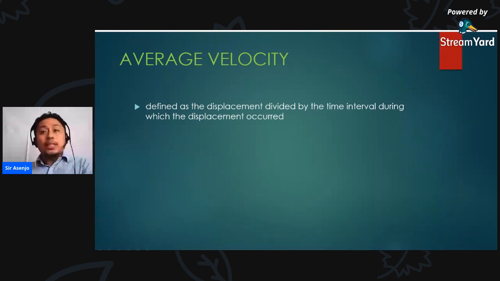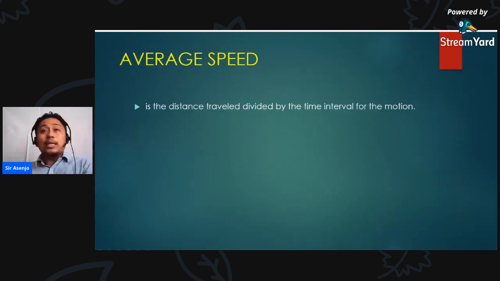Now, average velocity. Let's define it. It is defined as the displacement divided by the time interval during which the displacement occurred. You see the difference now. Earlier, if you observe, we defined average speed as distance traveled.